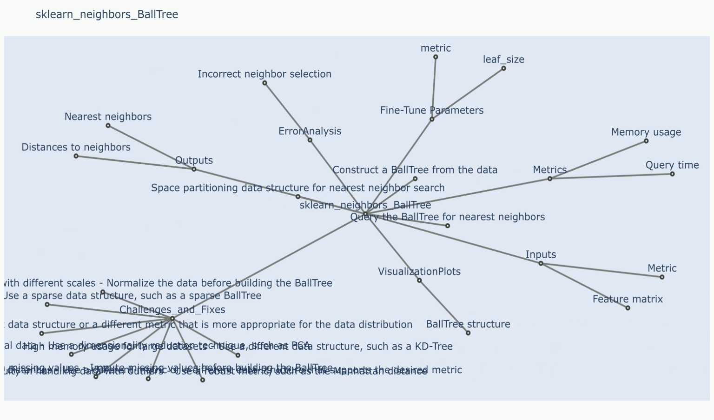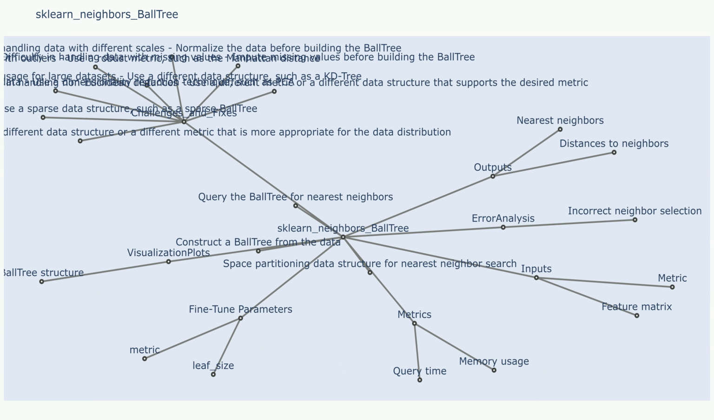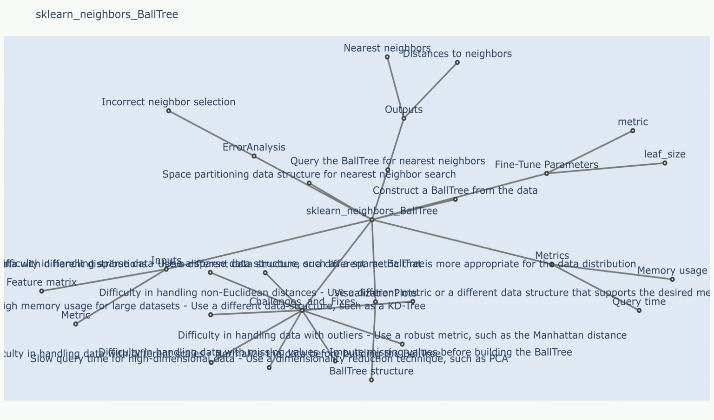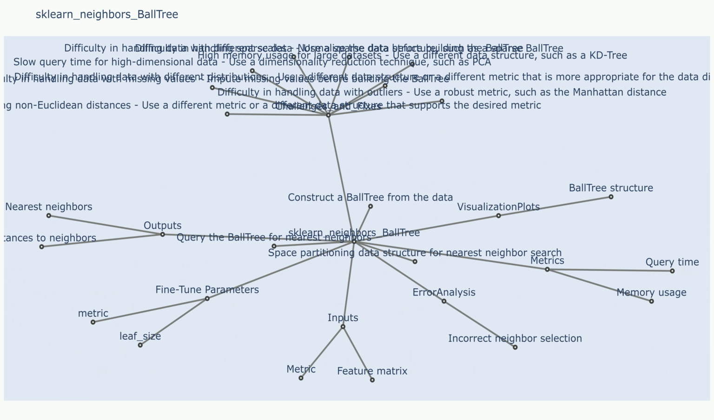Inputs. X. A 2D array of shape (n_samples, n_features) representing the data points for which the ball tree will be built. Each row corresponds to a data point, and each column represents a feature. Metric. A string or callable object specifying the distance metric to use for calculating distances between points. The default is Minkowski, which corresponds to the Euclidean distance. Other options include Manhattan, Chebyshev, cosine, etc. Outputs. Self. The ball tree object itself, which can be used for subsequent nearest neighbor search operations.